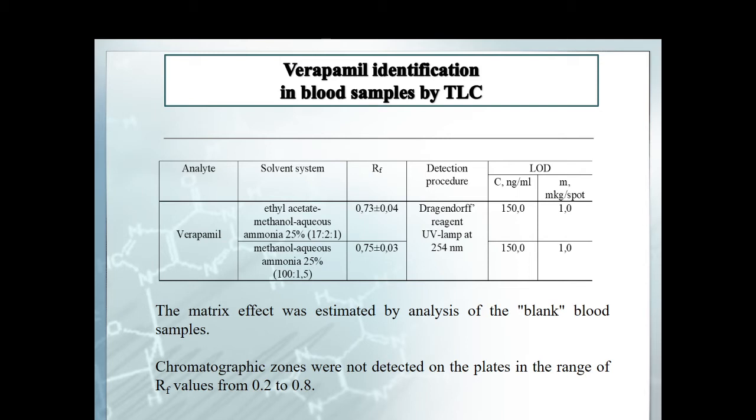The limit of detection of verapamil in blood samples was 150 nanogram per milliliter, or 1 microgram in spot. Matrix effect was estimated by analysis of blank blood samples. Chromatographic zones were not detected on the plates in the range of RF values from 0.2 to 0.8.